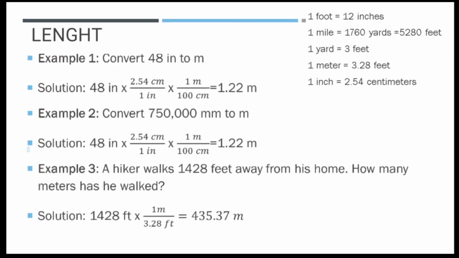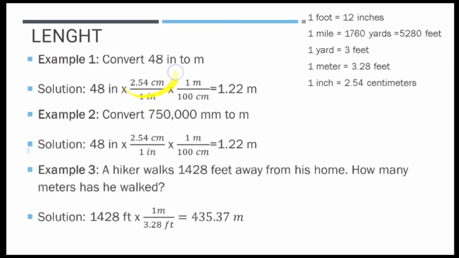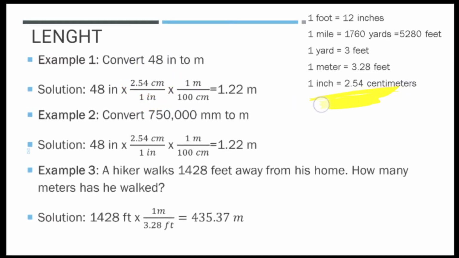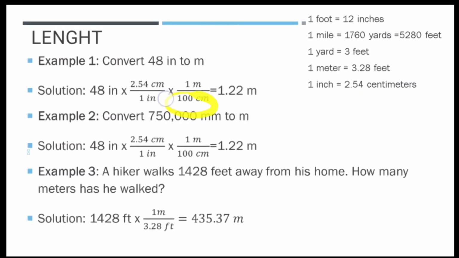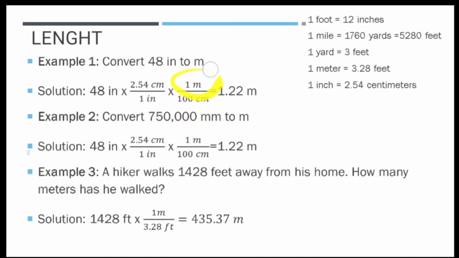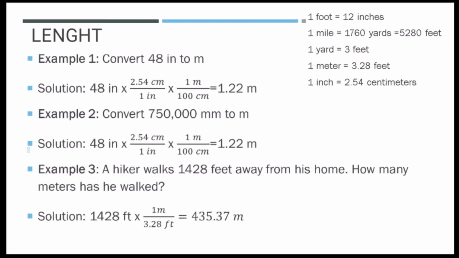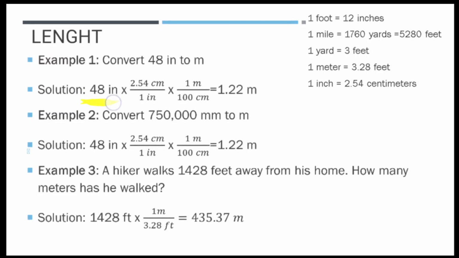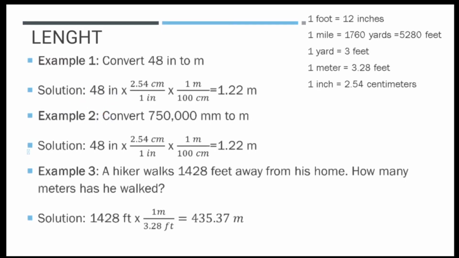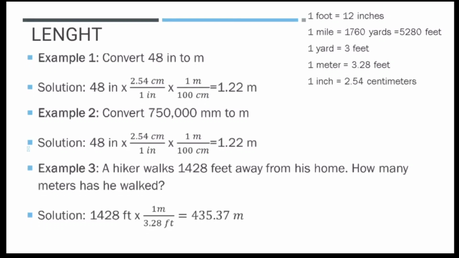So let us check the conversion. 1 inch is equal to 2.54 centimeter. Okay, that is correct on our conversion factor. Then 100 centimeter is equal to 1 meter. Okay, now let's proceed to computation. Since it is multiplication, this 48 inches would be 48 over 1, since it is a whole number. So let's multiply numerator by numerator, denominator by denominator.